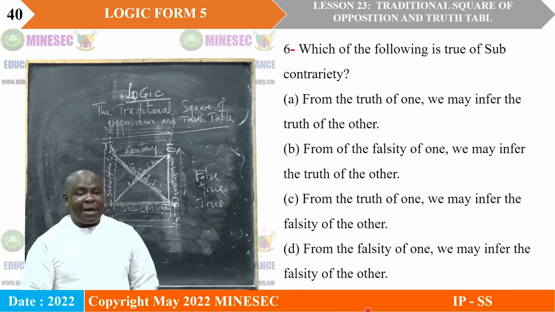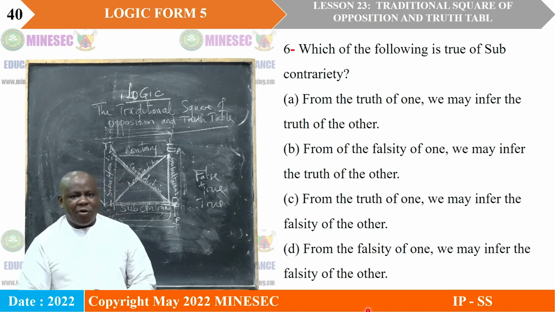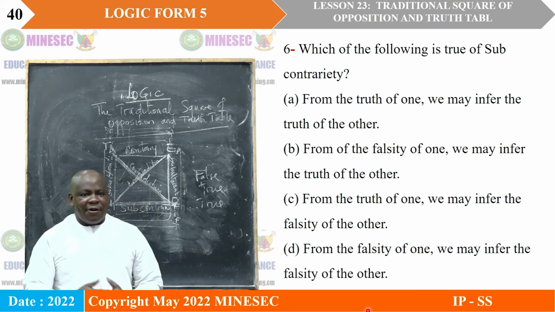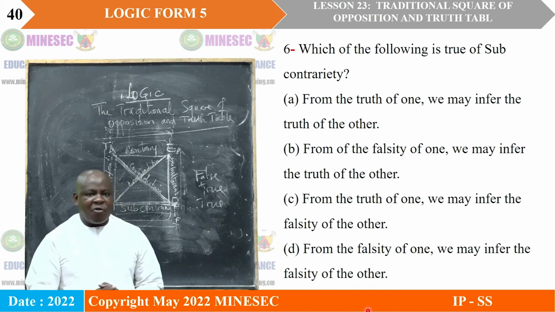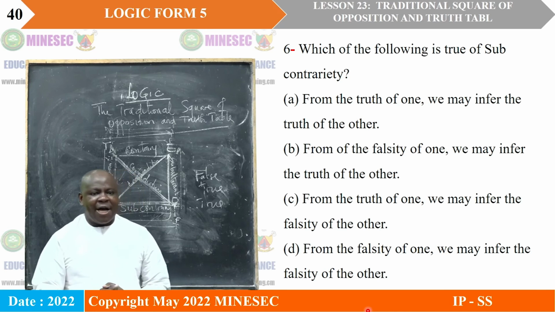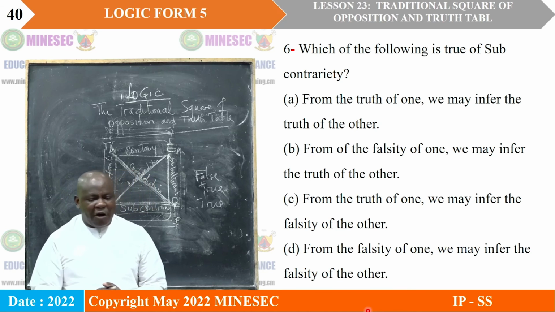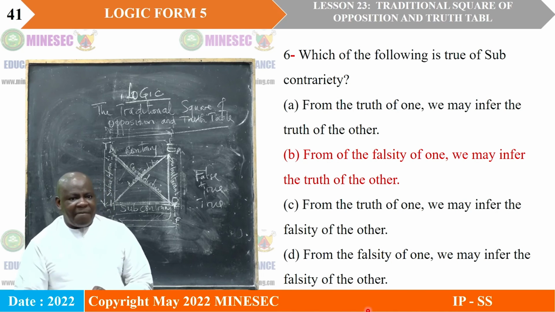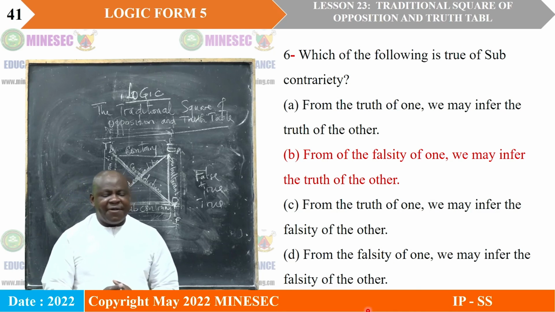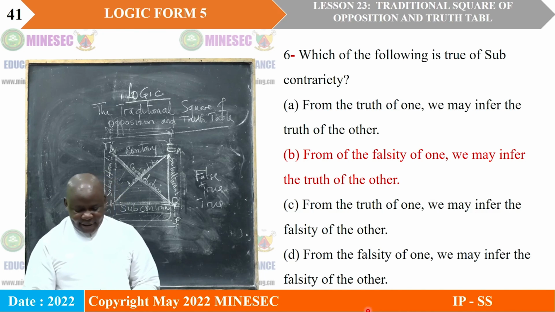Dear learners, number six, which of the following is true of subcontrariety? A, from the truth of one, we may infer the truth of the other. B, from the falsity of one, we may infer the truth of the other. C, from the truth of one, we may infer the falsity of the other. D, from the falsity of one, we may infer the falsity of the other. The rule of subcontrariety: B, from the falsity of one, we may infer the truth of the other. That's the rule of subcontrariety.